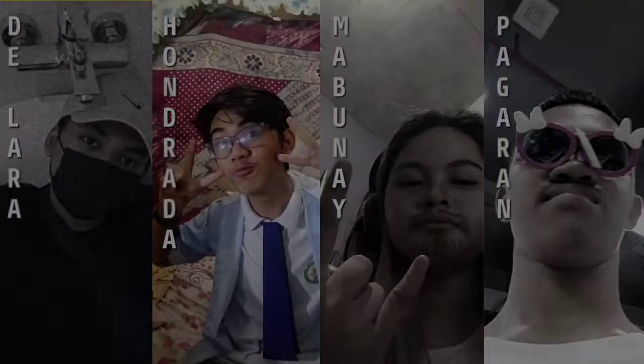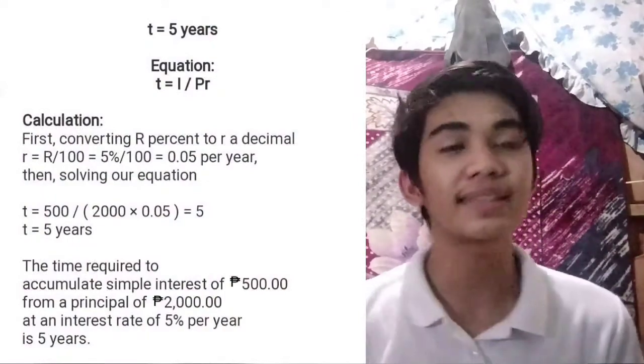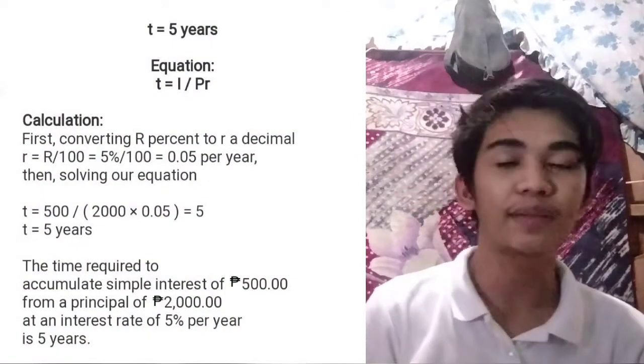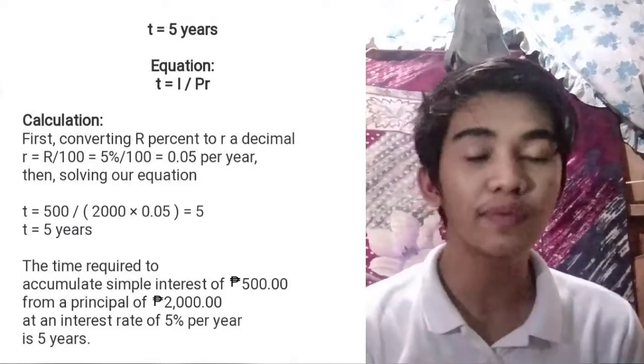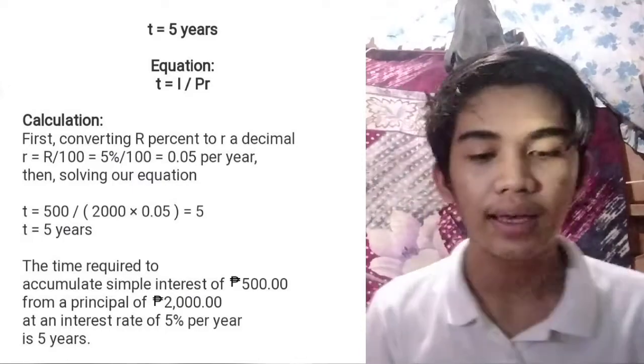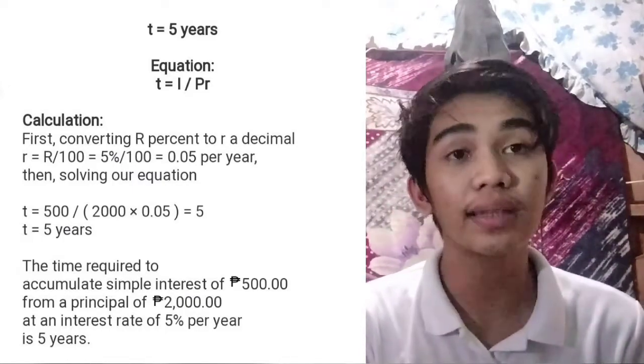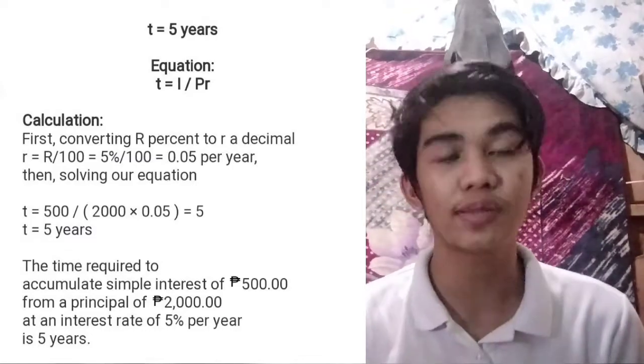And that's it. Now let's answer the sixth problem, and let's find the given from the problem. So our given is our principal is 2,000 pesos, our rate is 5%, and our interest is 500 pesos. So let's find T and solve by the equation T is equal to I over PR, which is the simple interest. So next, let's convert percentage rate to decimal. So 5% will be converted into 0.05.